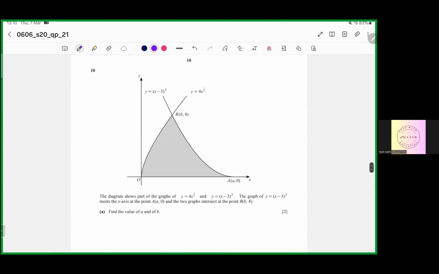Okay, now we look at question 10. Question 10 is: the diagram shows the graphs of y equals 4x to the power of 2 over 3 and y equals (x minus 3) squared. The graph of y equals (x minus 3) squared meets the x-axis at the point A here, and the two graphs intersect at the point B, also here. The question wants you to find the value of A and of B.